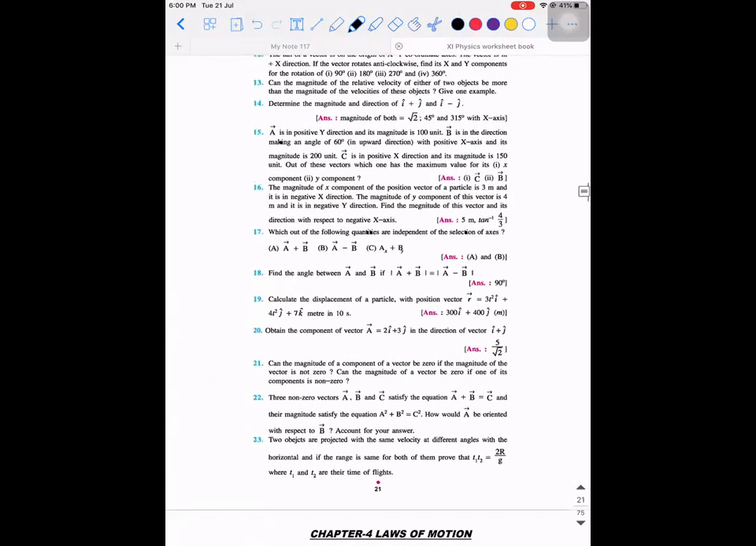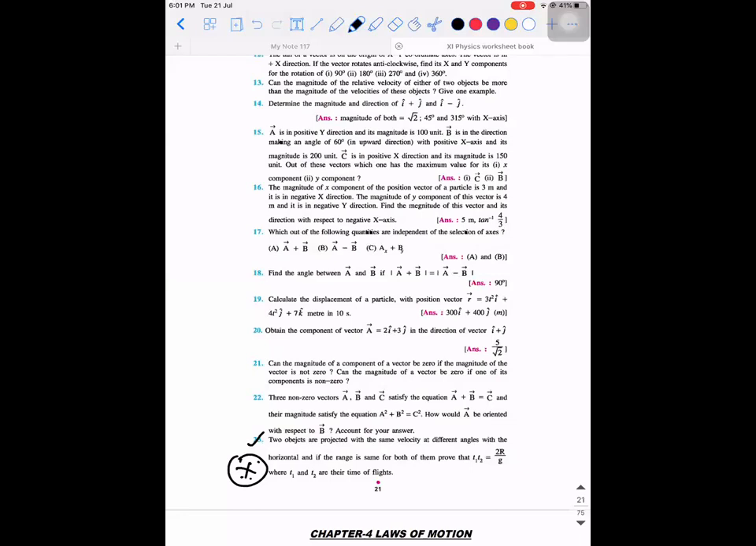Now listen. Let's do the 23rd problem. Two objects are projected with the same velocity at different angles with the horizontal. And if the range is same for both, then prove that T1 into T2 is equal to 2 into capital R divided by g, where T1 and T2 are the time of flights. This is also a good problem. Mark it as important.